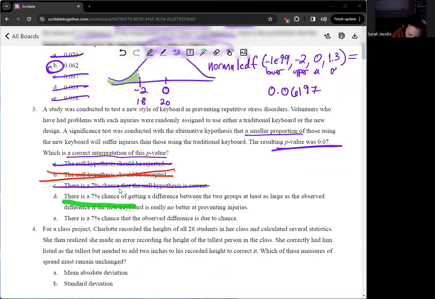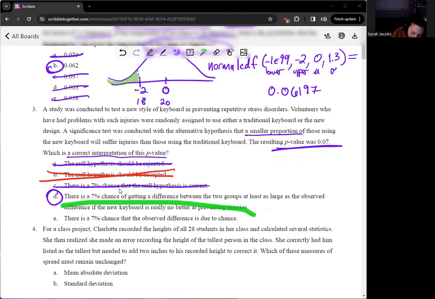there's a 7% chance of getting a difference between the two groups at least as large as the observed difference if the new keyboard is really no better at preventing injuries. That's super wordy, so that's a good sign. Two, that's what a p-value is. A p-value is the probability of getting a result like the one we got if the null is true. It's a conditional probability based on the condition that the null is true.